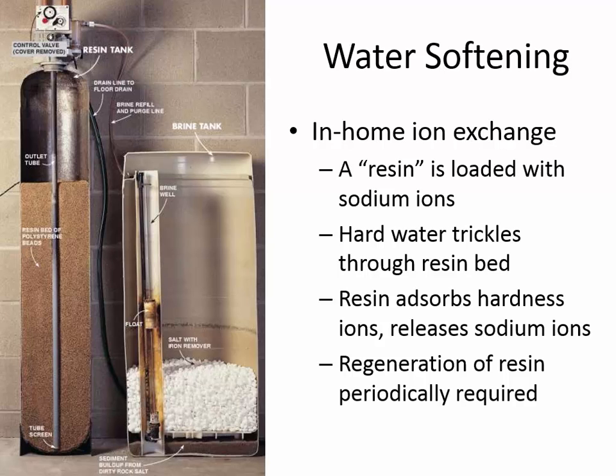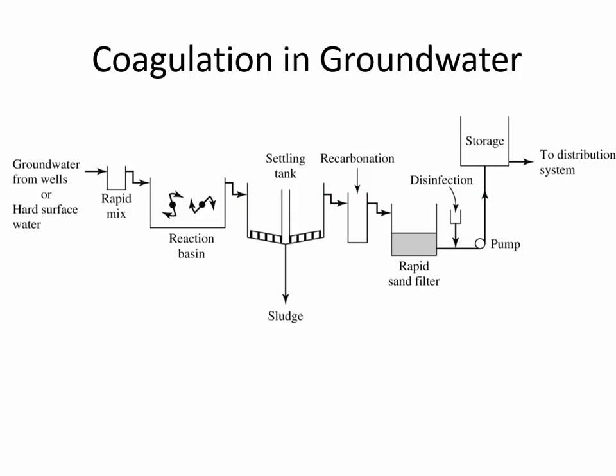Or maybe they'd have a separate drinking water source. So this is called ion exchange, and it's one other option besides chemical addition for softening.